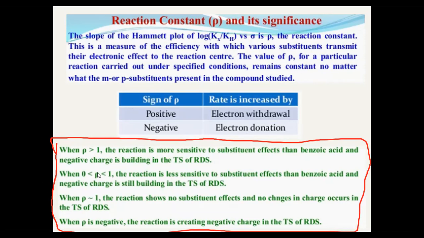अगर रो की वैल्यू लेस देन 1 है और 0 से ज्यादा है, मींस इट इज बिटवीन 0 to 1, the reaction is less sensitive to the substituent effect than benzoic acid and negative charge is still building in the transition state. नेगेटिव चार्ज रहेगा ट्रांजिशन स्टेट में, लेकिन उतना नहीं रहेगा जितना पहले केस में.